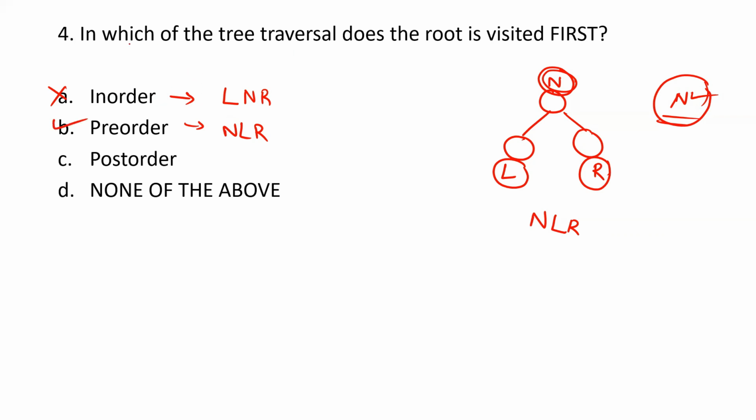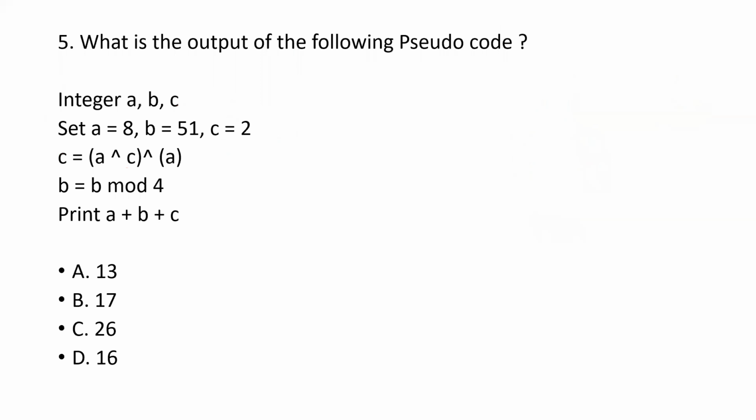Now, just for confirmation, we'll go through the other options as well. In post-order traversal, what will happen? The node will be visited after the left and right children are visited, right? So the order will be L, R, and N. So N will be last. So post-order also will not be the solution. And option D is definitely not, because we have already got pre-order traversal as a solution. So we'll move on to the next question now.